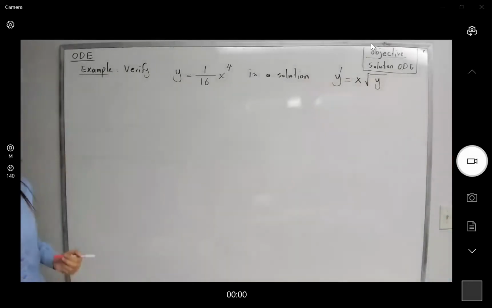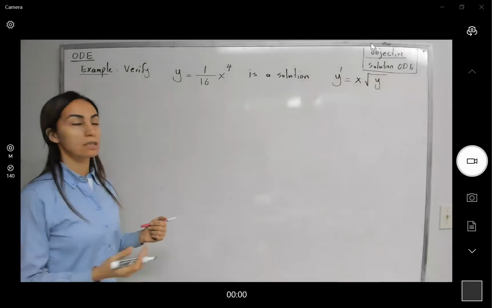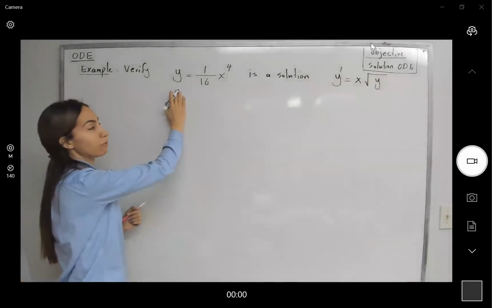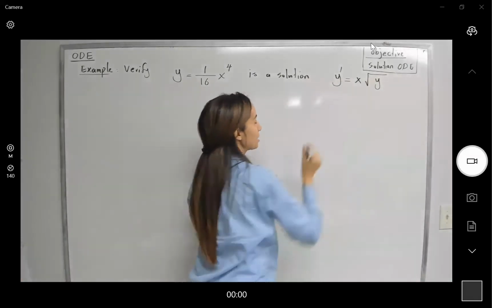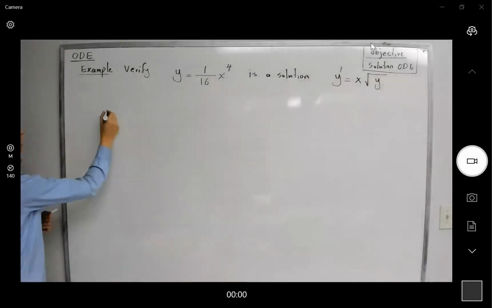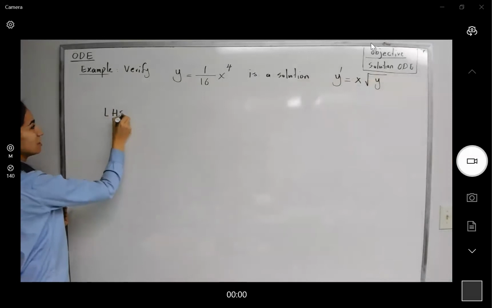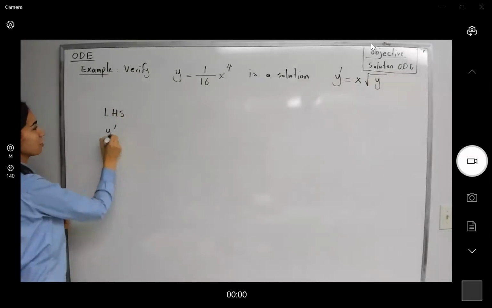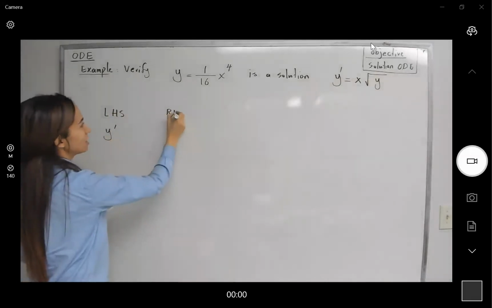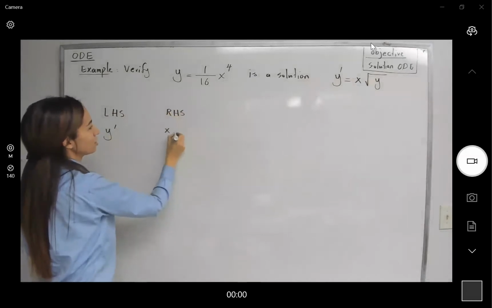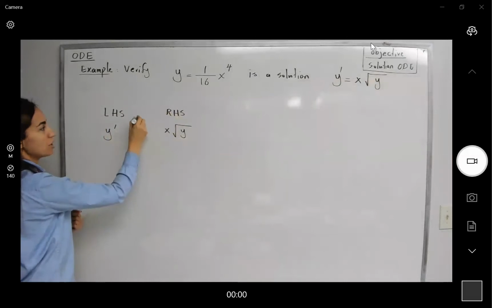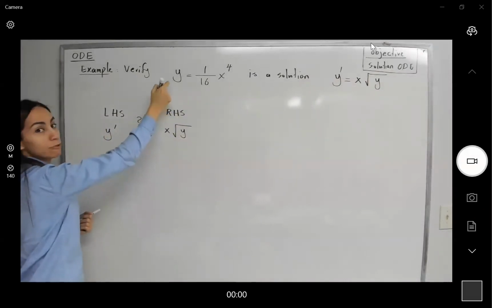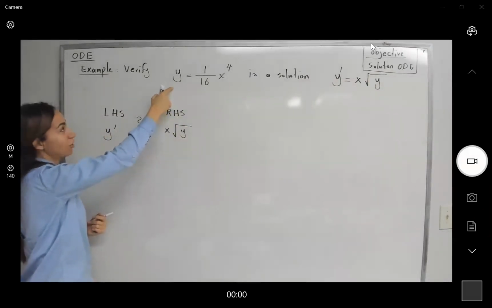Well, as you can see, you have an explicit function. You have left-hand side and right-hand side. So let us write down the left-hand side of the equation, which is the first derivative, and the right-hand side is x times square root of y. I'm going to check to see if these two are equal to each other for this explicit function.